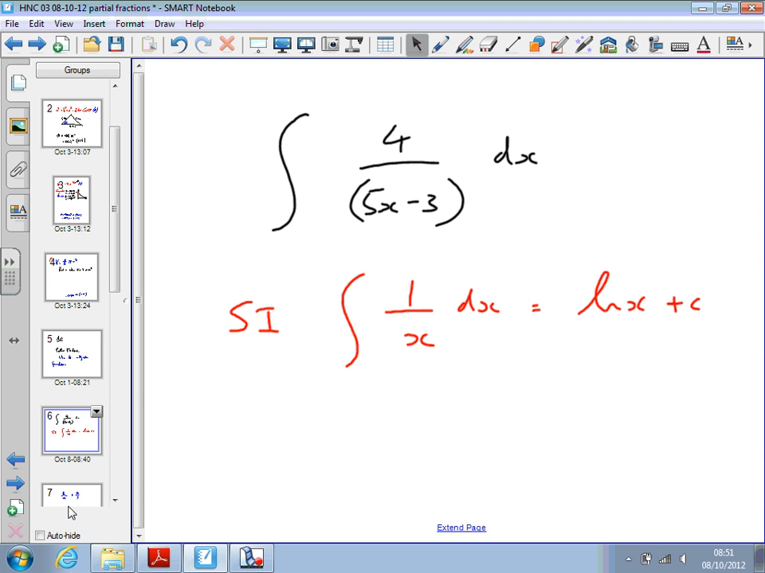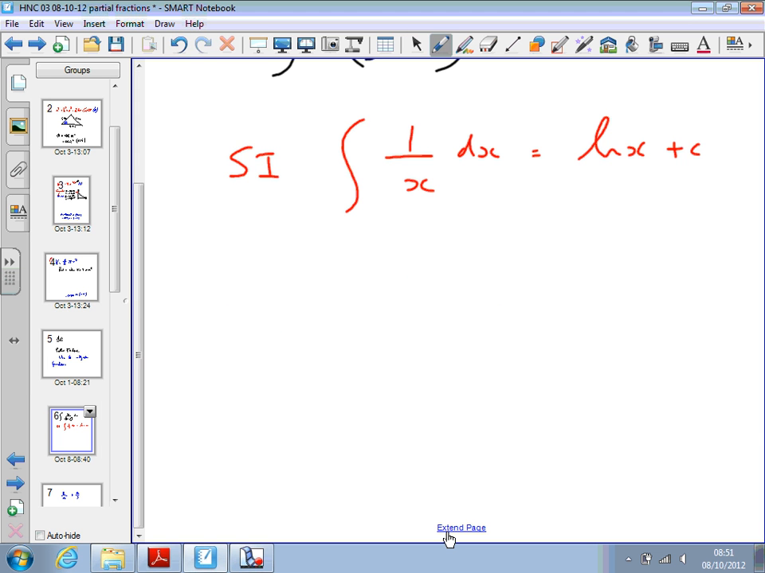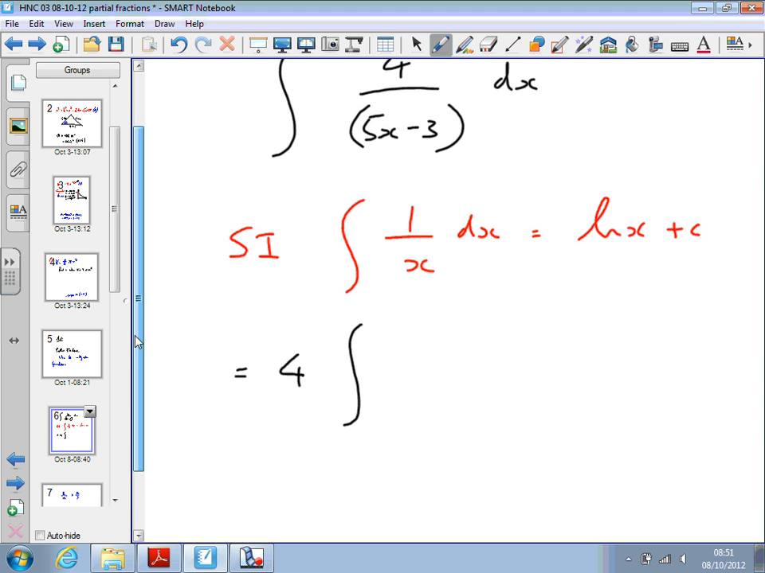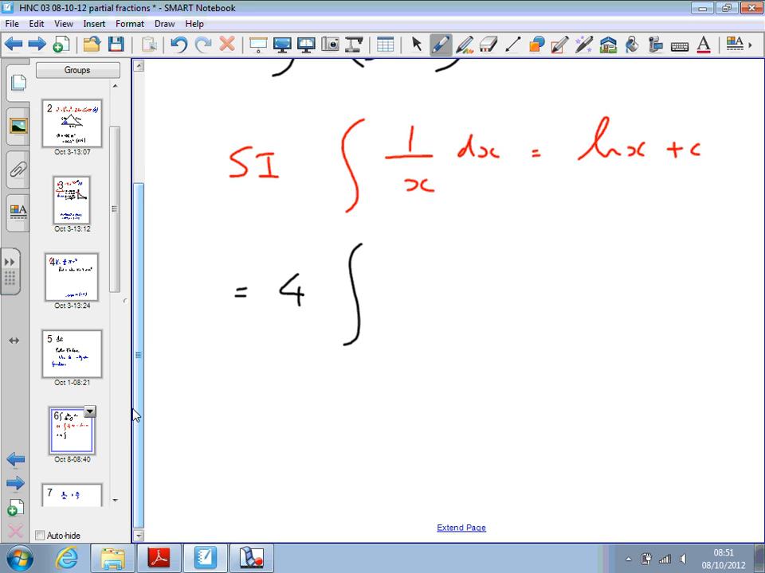So we're going to use that standard integral because this looks a bit like that. 4 over 5x minus 3. The x is underneath in the denominator in that fraction, and we've got the standard integral, the integral of 1 over x is log x plus c. But what do we do about the rest of it, the 5x minus 3? Well, let's have a look. The first thing we can do is take the 4 outside the integral. We've done this sort of thing before, so that's just the 4 outside the integral. What does that leave us inside the integral?